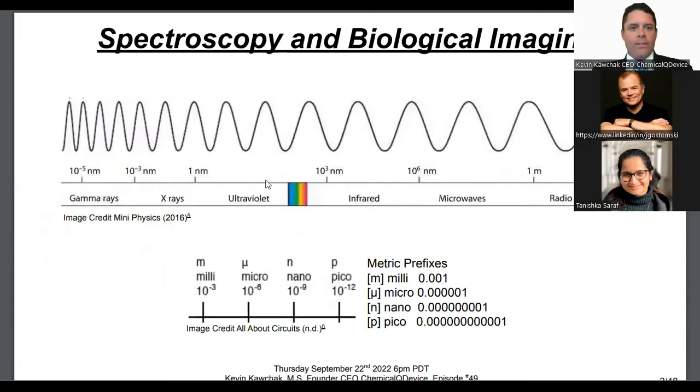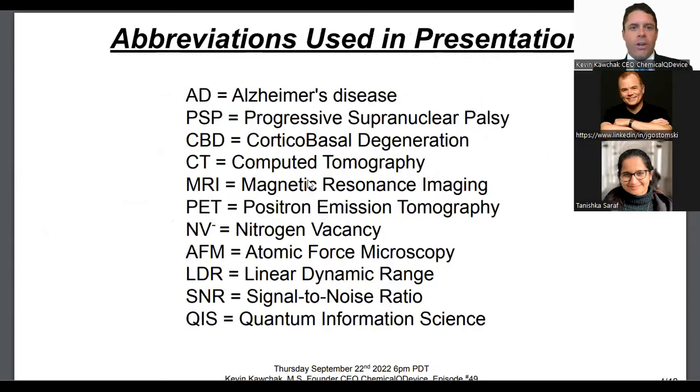So for those that haven't seen this before, this is the electromagnetic spectrum. You'll hear the terms, so you can see radio, micro, infrared, mostly going to be talking about fluorescence with diamonds. So that's green to red, that transition. And then you'll hear a lot of these, milli, micro, nano, pico. So these are the prefixes that are used.